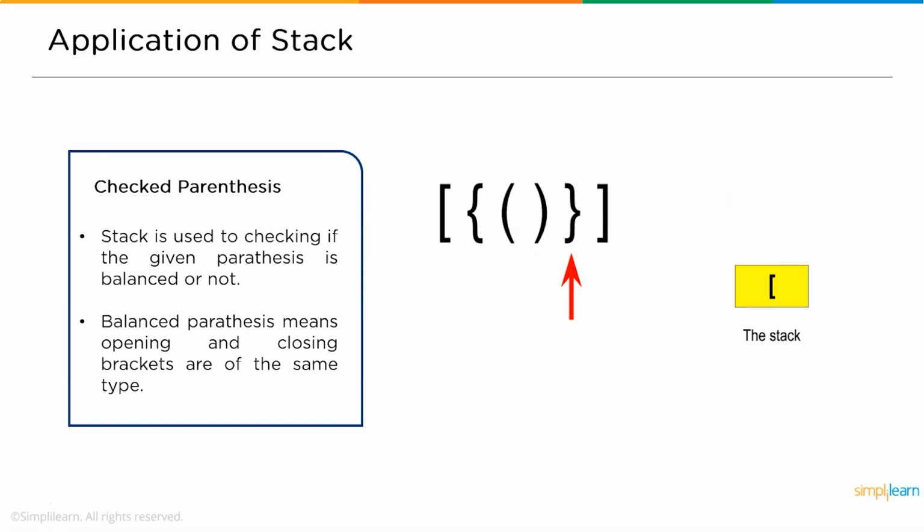Now the next one is checking parentheses. Stack is used to check if the given parentheses are balanced or not. Sometimes if you forget to add a parenthesis, then the compiler will throw an error. So using stack, this can be found if there are balanced parentheses used in your program or not. Balanced parentheses means opening and closing brackets are of the same type. That means if you have two open flower brackets, then you need to have two closed flower brackets. It should not be unequal. It should be completely equal to complete the code segment.